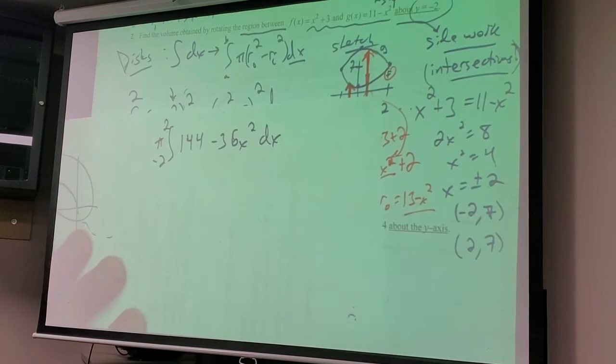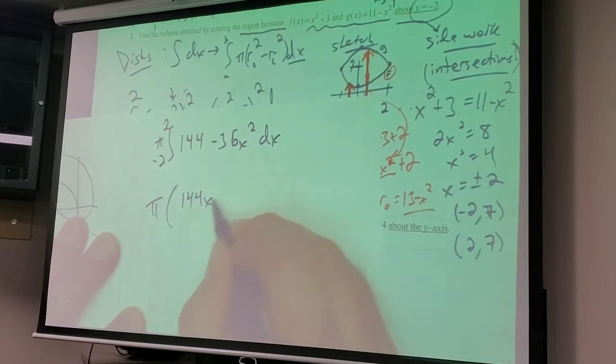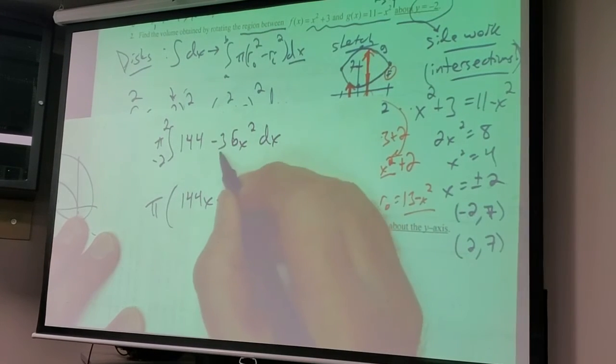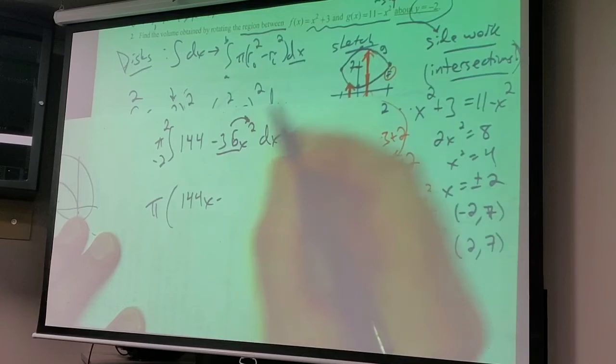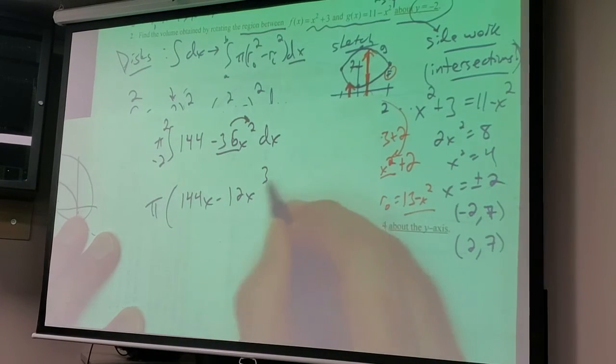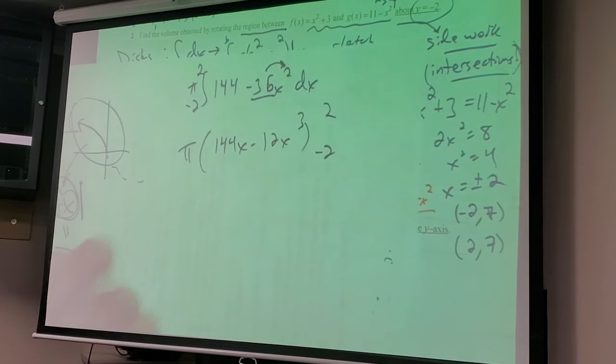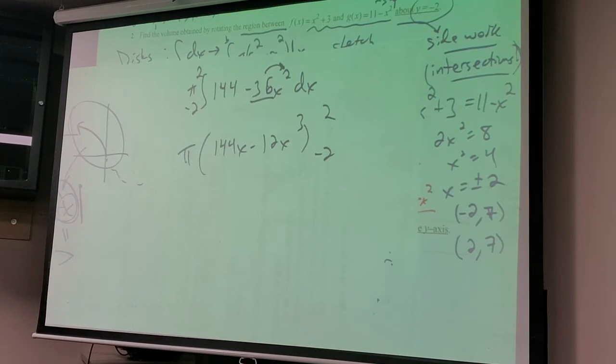So then we get pi times. Everybody should be able to do this, right? What does this become? I'm just going to pull a 3 out of this. From negative 2 to 2. Can we move the page back down? Can I see what you wrote before that?